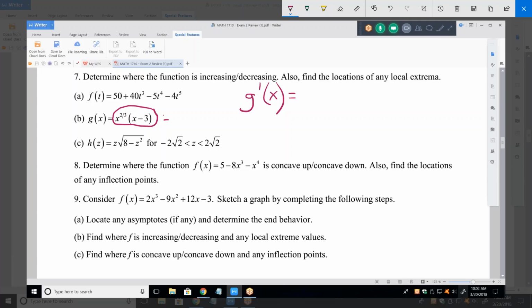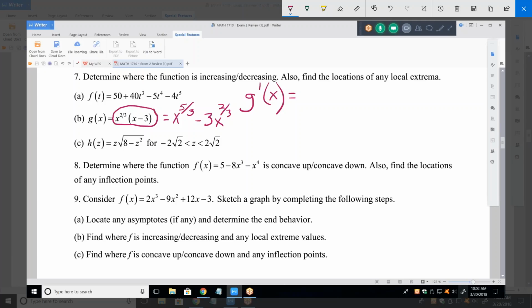Notice that if I distribute that, x to the 2/3 times x to the 1 is x to the 5/3, minus 3x to the 2/3. Now we don't have to use the product rule. In other words, now it's the sum or difference of two polynomial expressions. We can use strictly the power rule. I'm not 100% convinced that this is easier than the product rule. It's going to give you the same answer, but to me, it always feels easier if I can distribute it.